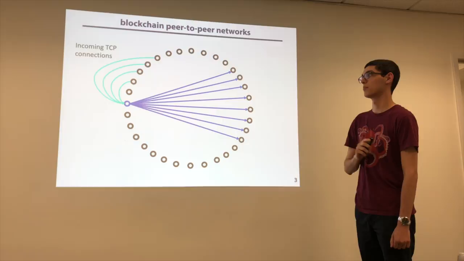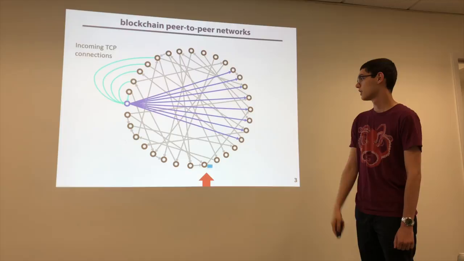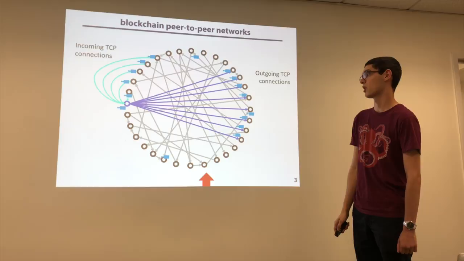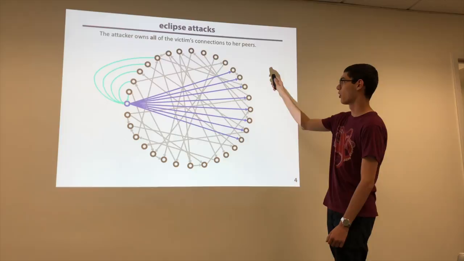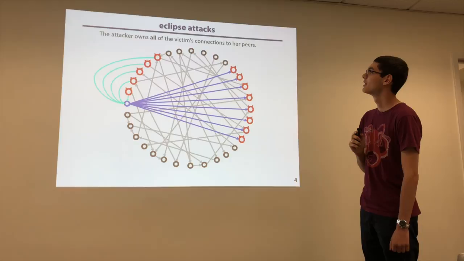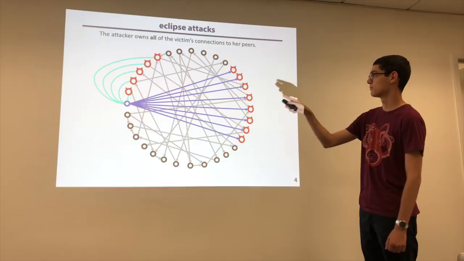So let's say a node found a block. He shares it with his nodes, and they share it with their nodes, and eventually the block gets propagated throughout the network. But in an Eclipse attack, the attacker will actually own all these connections, represented by the devil-looking node. So you can see here now that all the victim's incoming connections are from the attacker, and all the outgoing connections are to the attacker.